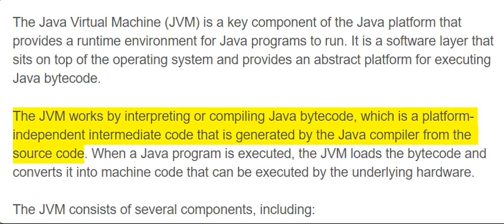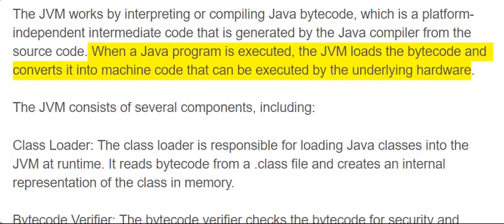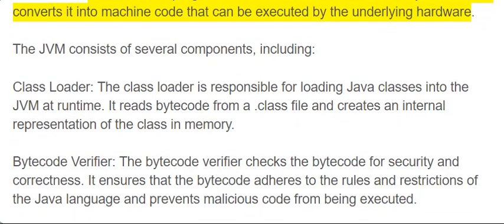The JVM works by interpreting or compiling Java bytecode, which is a platform-independent intermediate code that is generated by the Java compiler from the source code. When a Java program is executed, the JVM loads the bytecode and converts it into machine code that can be executed by the underlying hardware.